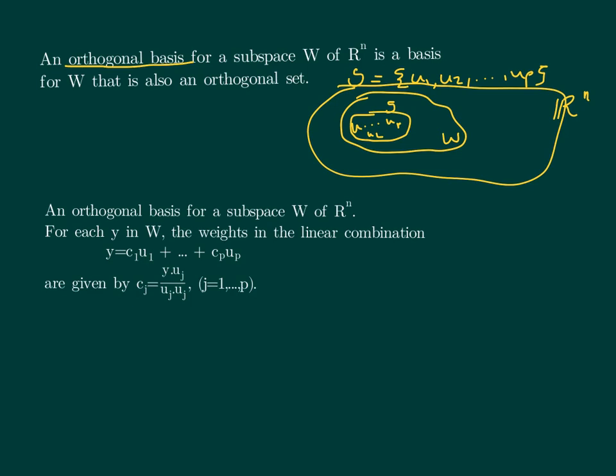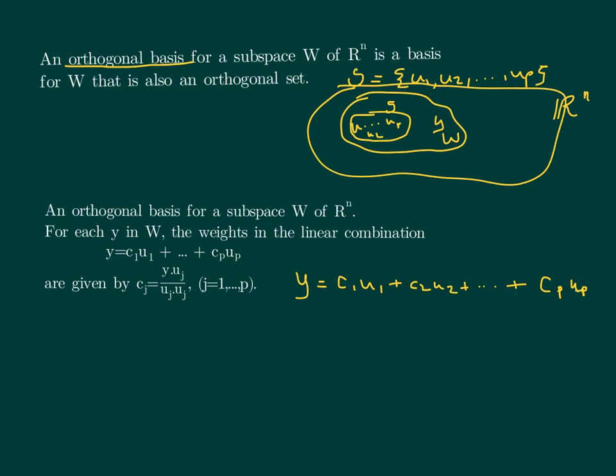Okay, so let's think about a y that lives in W, and if y lives in W, then it can be written as a linear combination of these basis elements. And again, we're assuming that those are orthogonal.